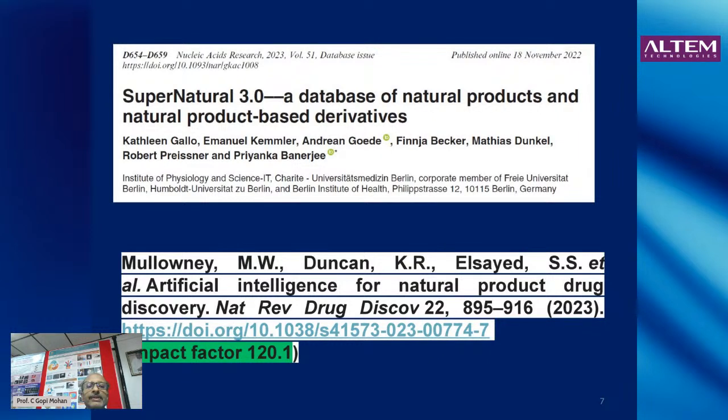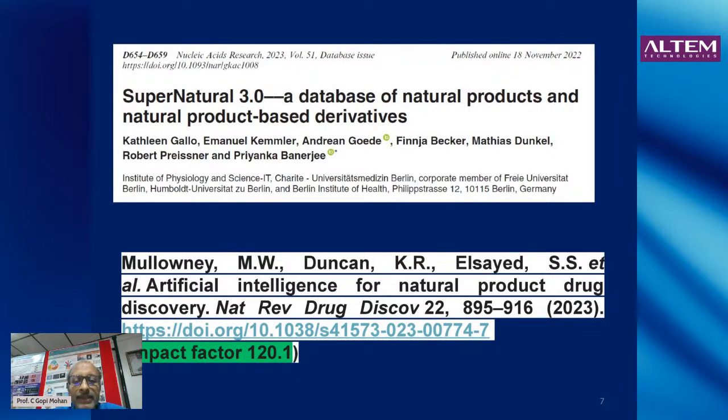So this is the latest version of this particular database, SuperNatural 3. It is developed in a professor's lab at a university in Berlin, Germany, and there is one Indian author here, you can see Priyanka Banerjee, and so they collaboratively developed this SuperNatural 3 database. I think some of you may know about natural products and natural product based derivatives. So these are the rich information, as I told you, big data, in our platform, which we can easily exploit for our natural product drug discovery.